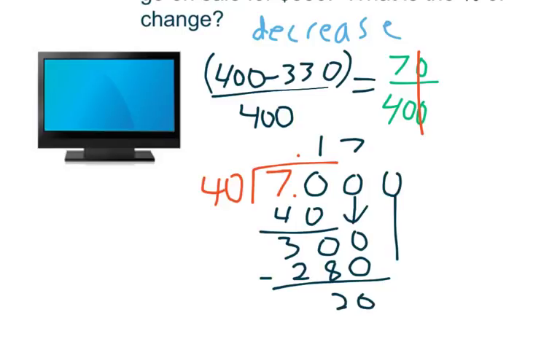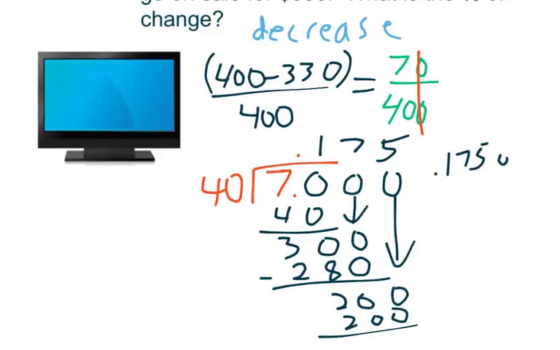Bring down another 0, and now I'm in luck, because 4 goes evenly into 20. So I say 4 times 5 is 20. So 40 times 5 is 200. And I have no remainder, so I'm done. So that would be 0.175, or as a percent, that's 17.5%. And we already know it's a decrease because the sale price means it goes down.